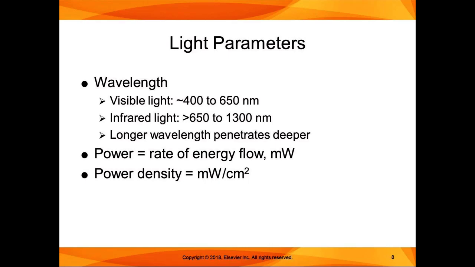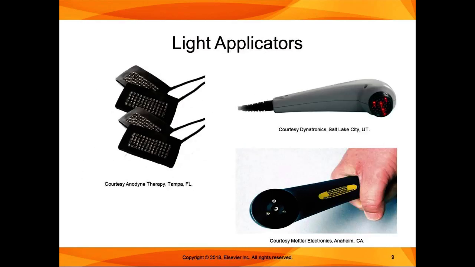Visible light is between 400 to 650 nanometers in wavelength. Infrared light is greater than 650. And longer wavelengths penetrate deeper. So infrared light penetrates deeper than visible light. You don't need to know about the power and the power density. If you want to, it's there, but you don't need to know about that.